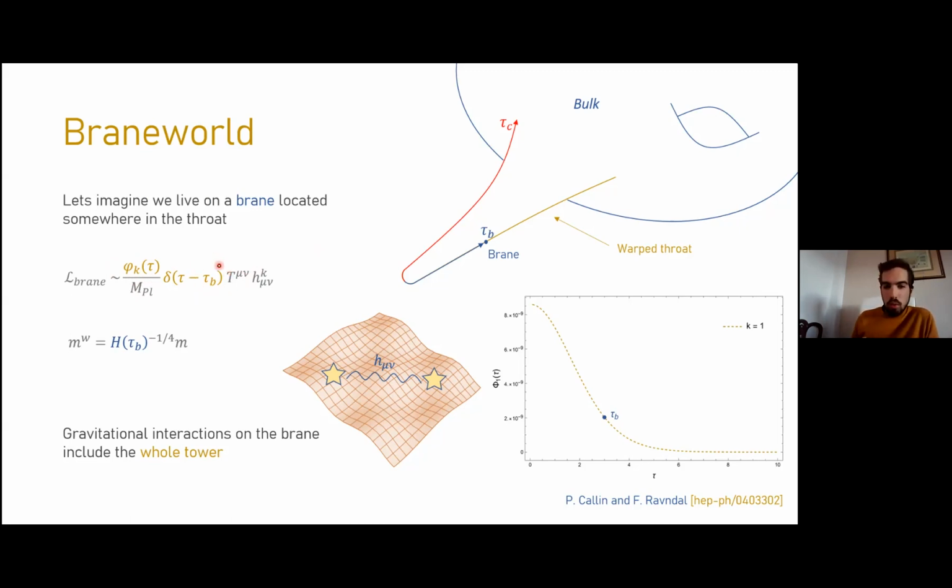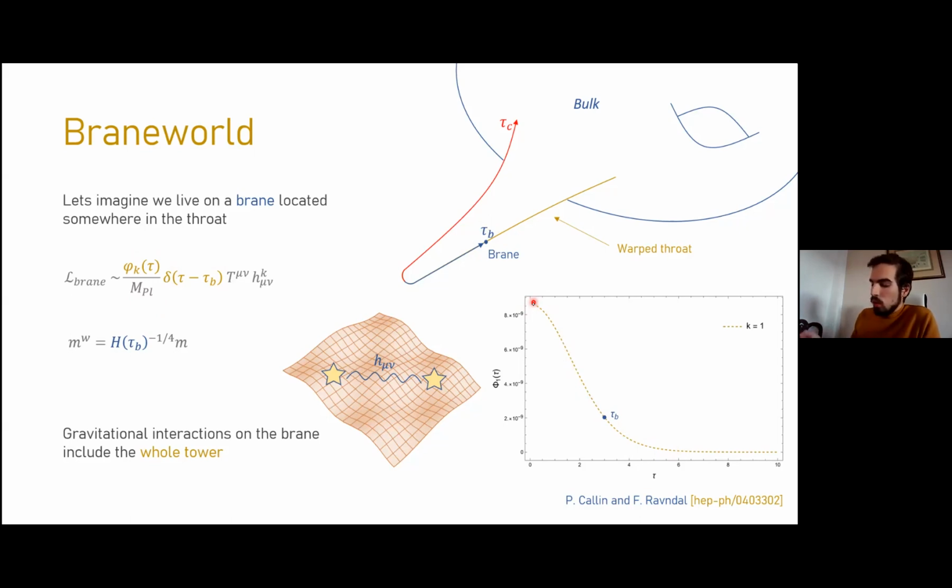And this is very important because, as we saw, the wave functions decay exponentially fast as you move away from the tip of the throat. So if I choose to put my brane away from the tip, these couplings will be very suppressed compared to what you would get if the brane was at the tip of the throat. And this is something we are going to explore when comparing with experimental and observational constraints.